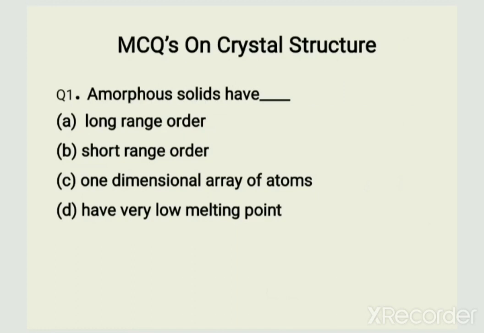As we know that amorphous solids are the solids which are having very misalignments of atoms or the random arrangement of atoms. Therefore, these amorphous solids have very short range order. So, the correct answer is short range order.